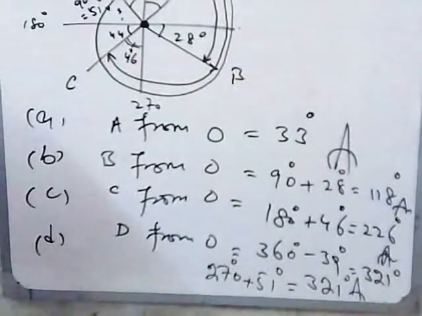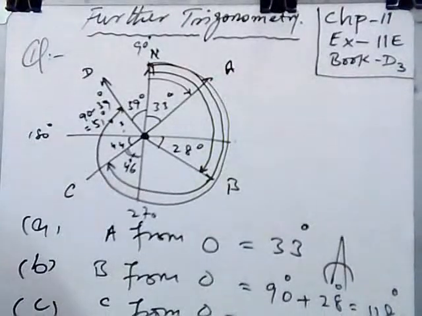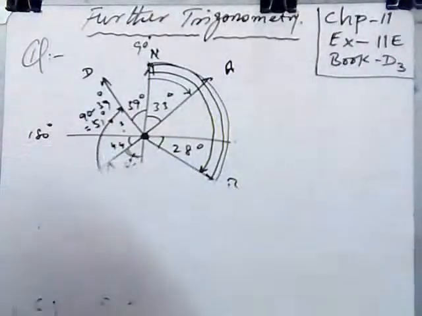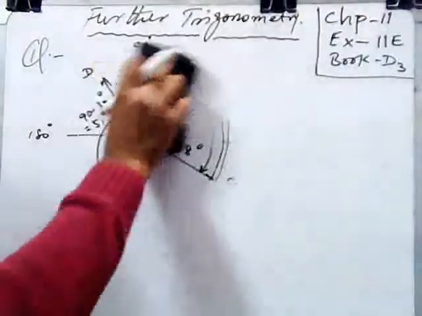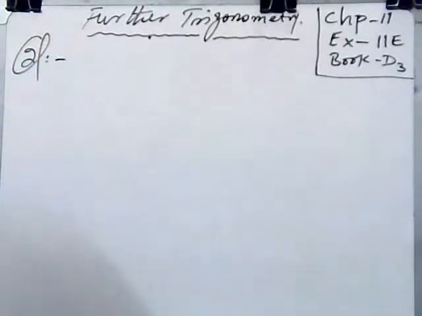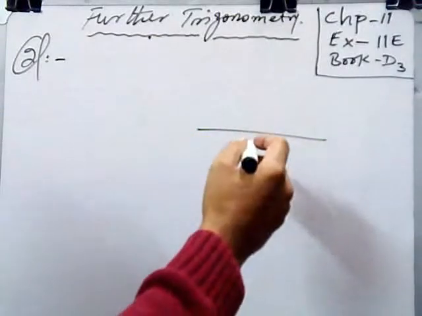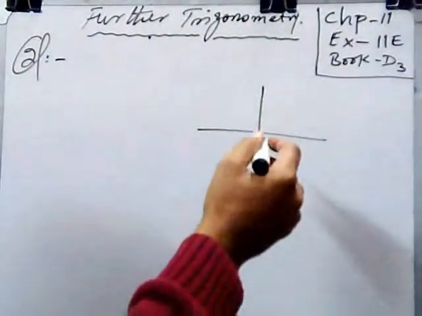Now coming to question number two. In the second question, again you have been given a figure and you have to solve it. In question number two, we have to draw once again the given figure. If you draw the figure, it is like this.